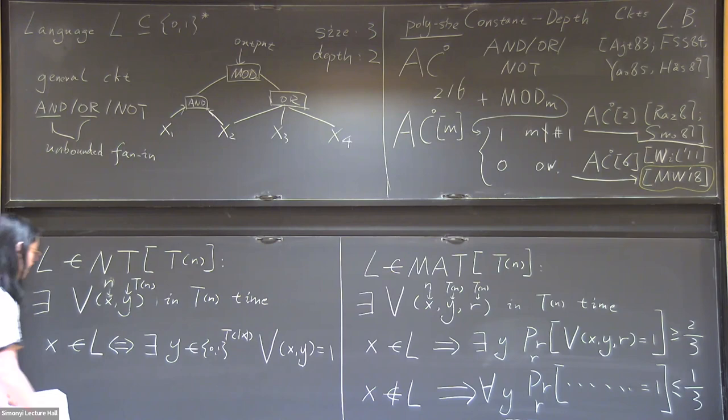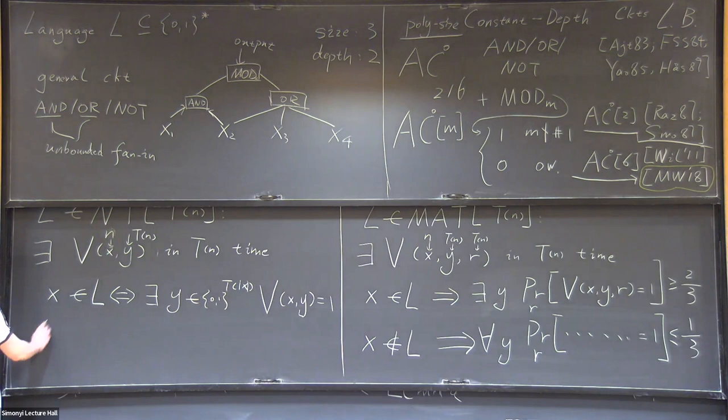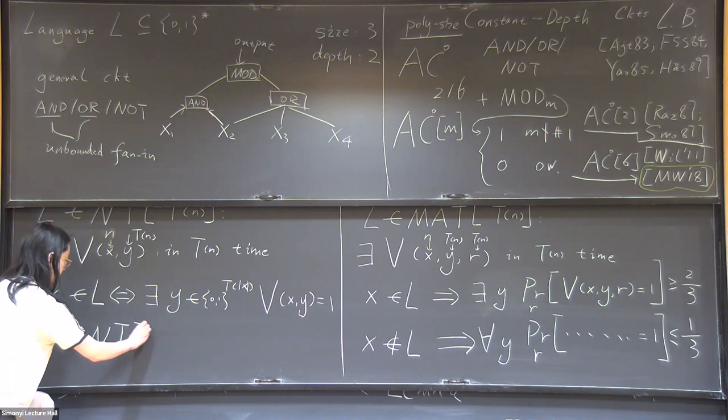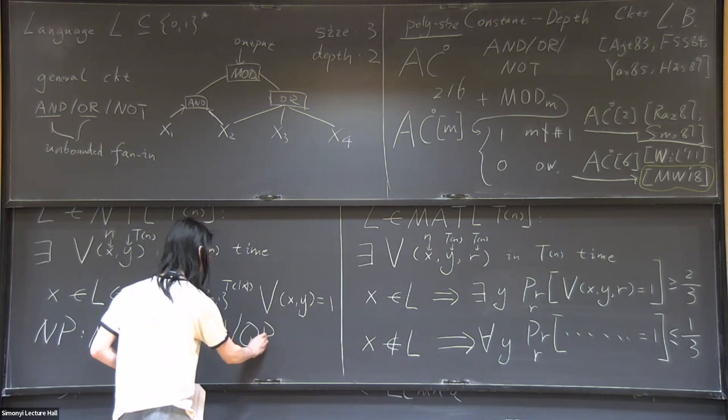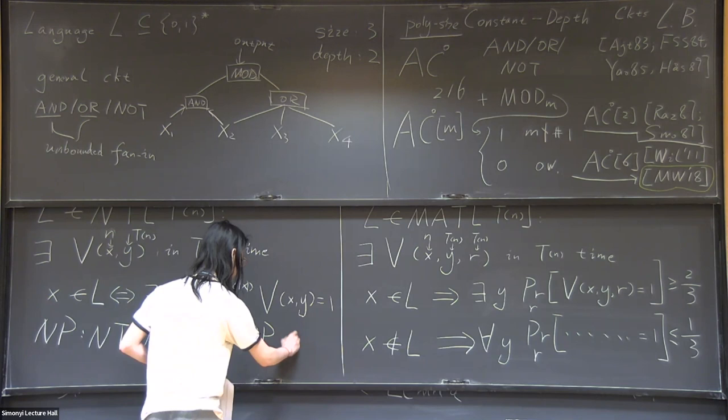We will usually write NP for non-deterministic polynomial time. And there's also a class I will use a lot, called NQP, which is non-deterministic 2 to the poly log n time.